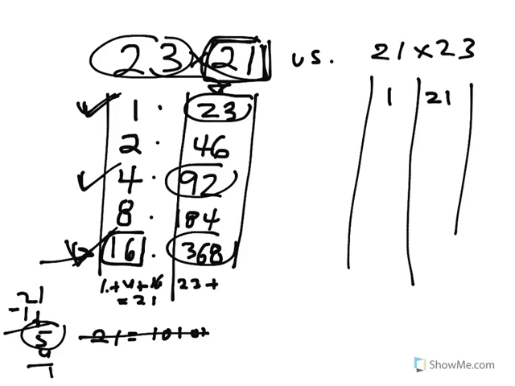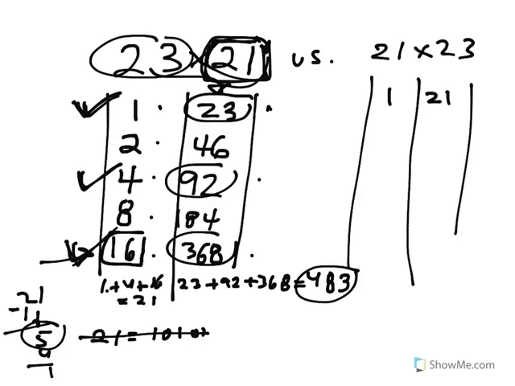23 plus 92, and that equals 483, which is the answer. 23 times 21 is 483. So the skills that they needed were being able to double numbers, they needed to be able to figure out what numbers add up to 21, and they needed to be able to add these numbers together.